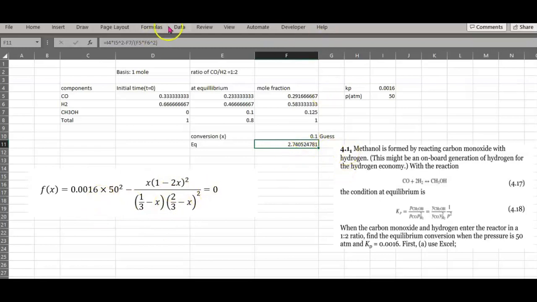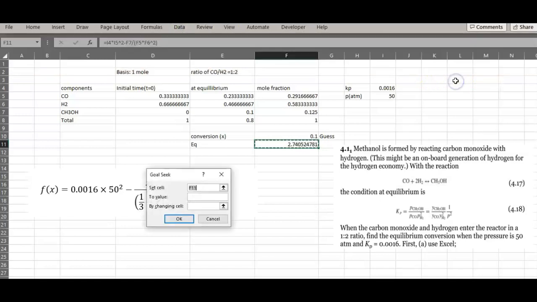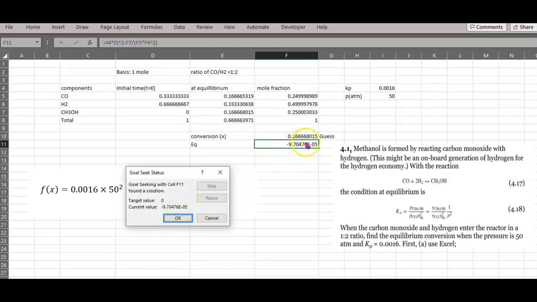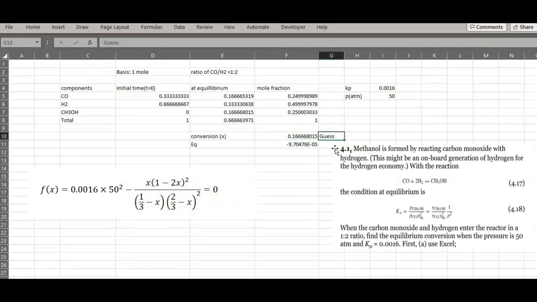For that we go to Data, then What-If Analysis, Goal Seek. We set cell F11 to 0 by changing this value. If you press OK, it will give the result. Now this is no longer a guess value: x is 0.1668015, meaning that many moles of carbon monoxide are converted. Now the remaining mole fractions at equilibrium are these: carbon monoxide, hydrogen, and methanol, and the moles of carbon monoxide, hydrogen 0.33, and methanol are these amounts.